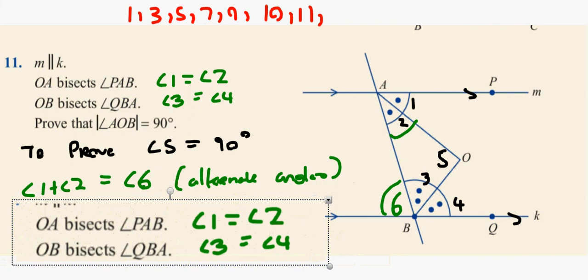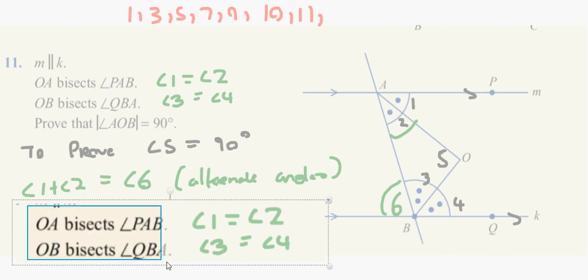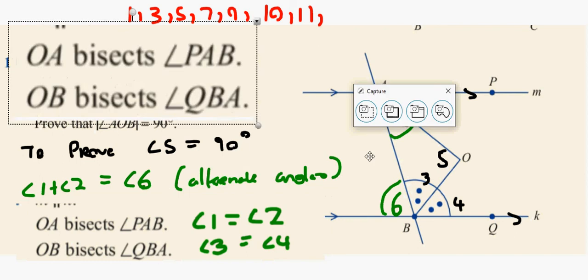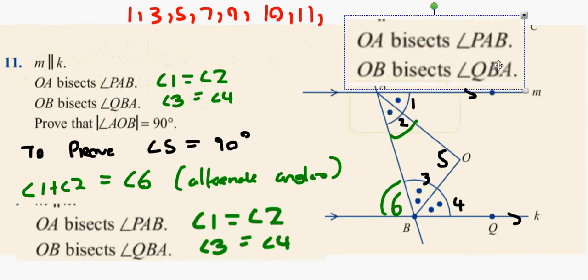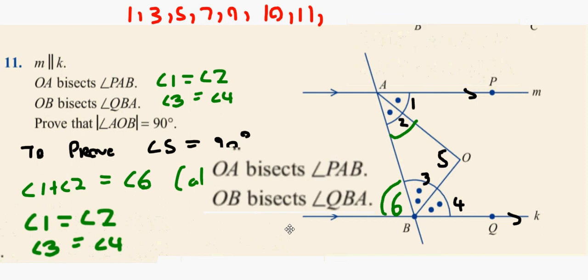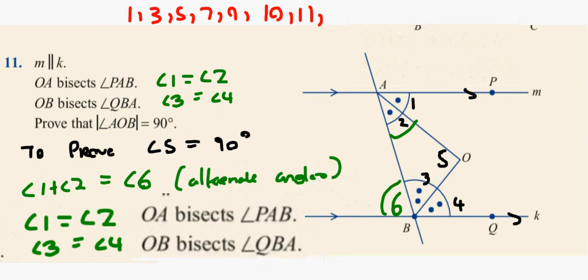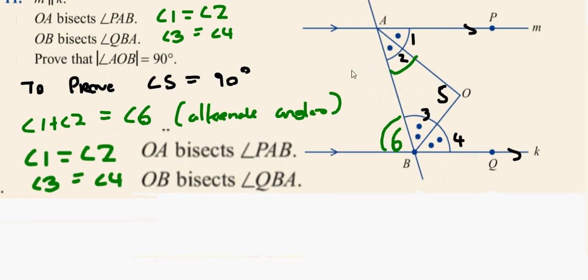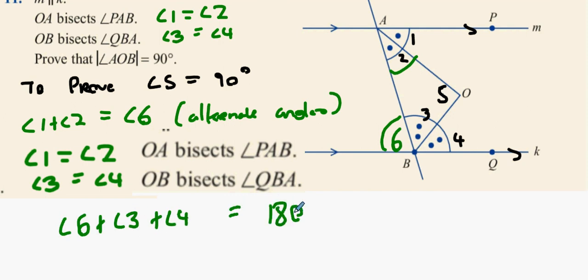Sort of in the wrong order, isn't it? So I suppose I'll just do this. Move that over that side. Move that over here. Move that down there. Right, you get the gist. Now, here's what we're going to do next. Angle 6 plus angle 3 plus angle 4 equals 180 degrees.